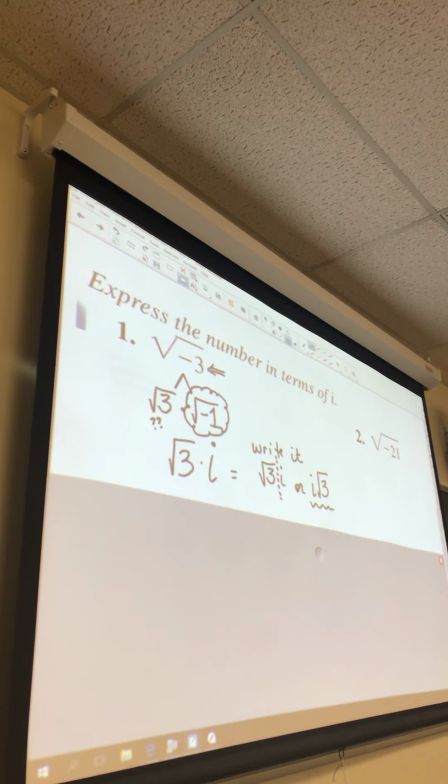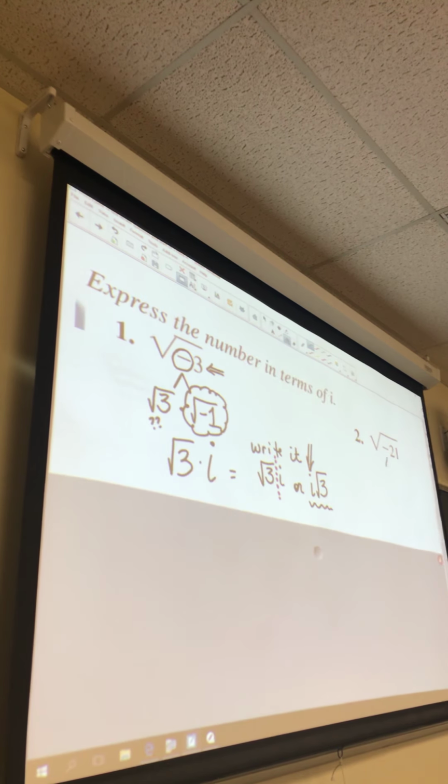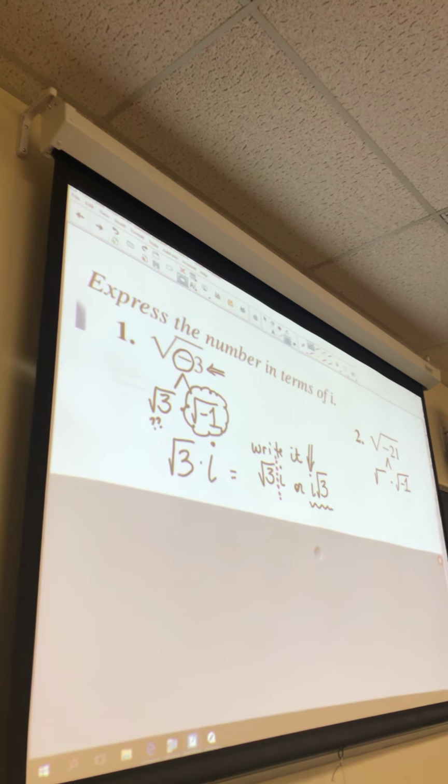So that would be expressing the number in terms of I. We took out that square root of the negative, and it became the I. So this one would be the square root of what times that square root of negative 1 that we know is I? 21.